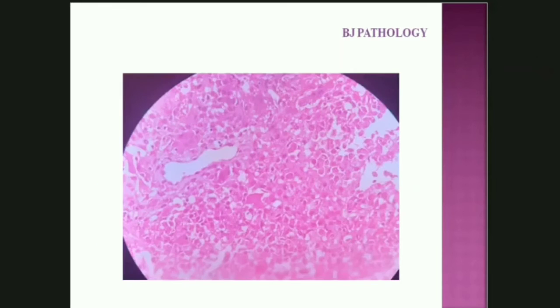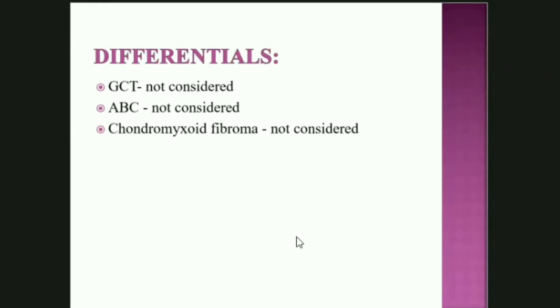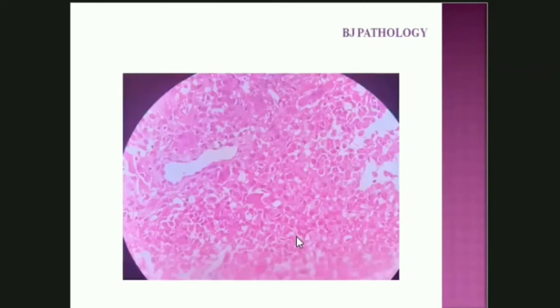So here we can see these polygonal cells, maybe the picture is not very clear. Can you see these cells? These are the sheets of polygonal cells which have the prominent borders. And we can see the giant cells here. So with this, we made a diagnosis of chondroblastoma.